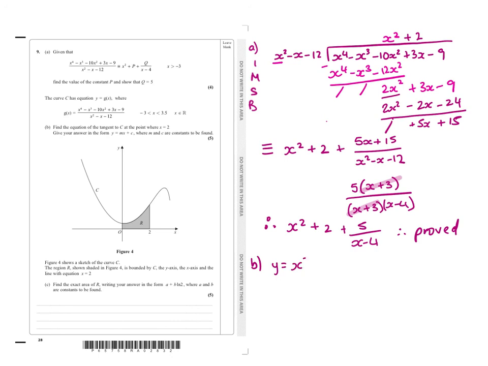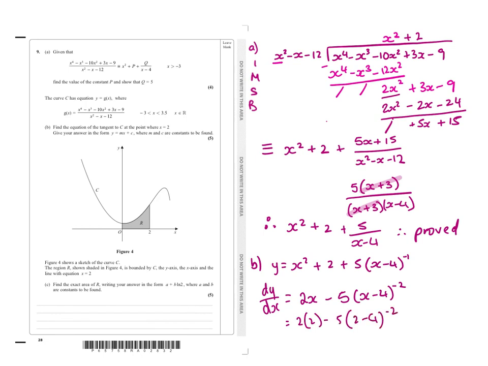If y equals x squared plus 2 plus 5 over x minus 4, which is 5(x minus 4) to the power of minus 1, then dy by dx is 2x. The 2 differentiates to nothing, and then we have minus 5(x minus 4) to the power of minus 2, because we bring the power down. Now I'm going to substitute in 2.